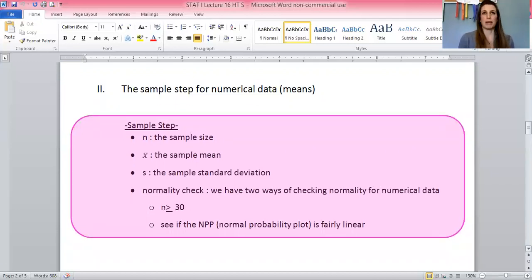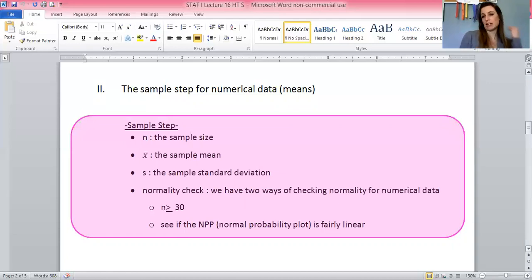X bar is my sample mean. So I have 2 ways of getting this. It's either going to be given to me because I will be given the summary statistics, meaning I'll be given like the sample mean, sample standard deviation, and some information like that, or I'll be given raw data. If I'm given raw data, then I just need to take that data, put it into a list in my calculator, and then I can find my sample mean and my sample standard deviation from there.